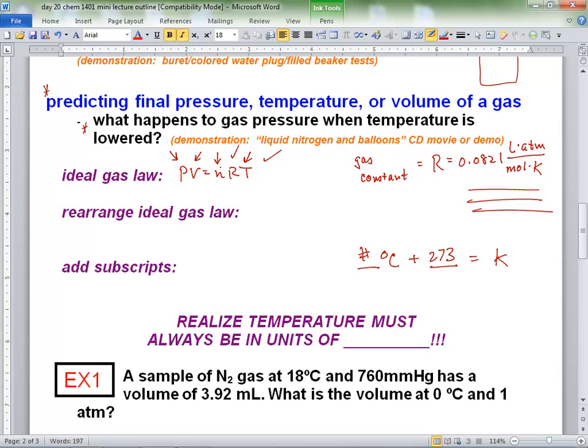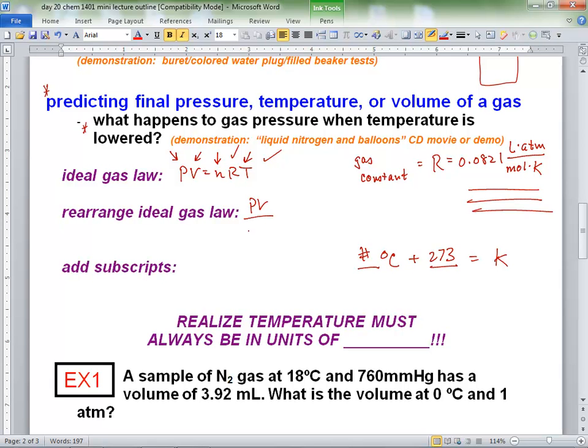Odds are, though, Katrina, I bet the homework question is not going to give you moles of the gas. They're going to give you the amount of the gas in what units? Fine, grams. How do we go, Katrina, from grams to moles of the gas, which is what we have to use in this equation? Not mole bridge, molar mass. Molar mass.